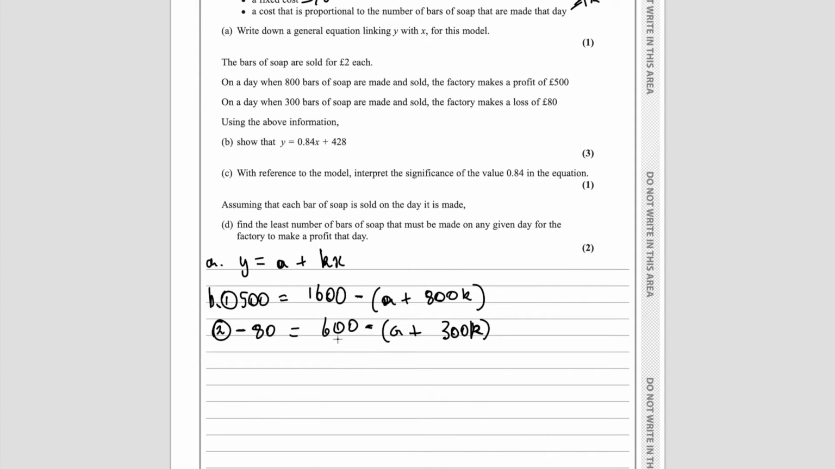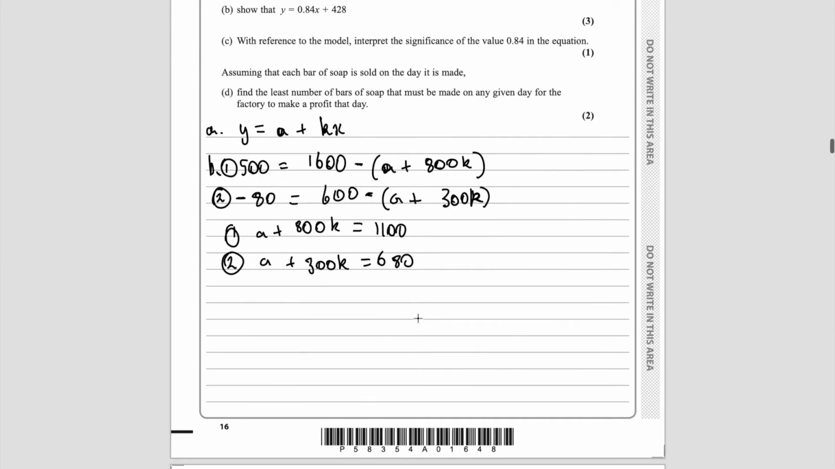Now what I'm going to be doing is moving these around, rearranging it so we get our unknowns on the left-hand side and some sort of number on the right-hand side, so we can solve them as simultaneous equations. So equation number 1 becomes A plus 800K is equal to 1100, and equation number 2 becomes A plus 300K is equal to 680.